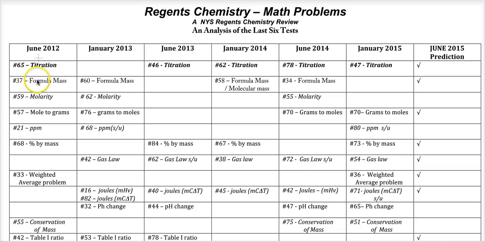For instance, if you look very carefully, the titration problem appears in 5 of the last 6 tests. Only one it was not on was January 2013. Okay, so if you can see that the titration problem, I would predict is something you would see for the June 2015 test. So my friends in chemistry, let's look at the titration problem and the 5 that have been published in the last 6 tests and see if we can come up with a way to identify them.